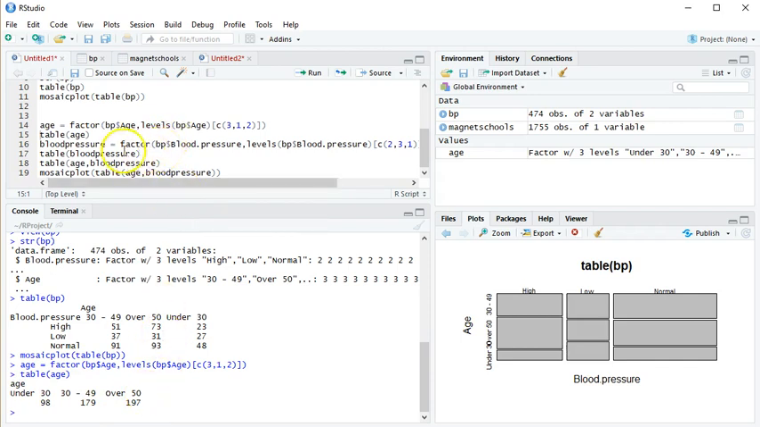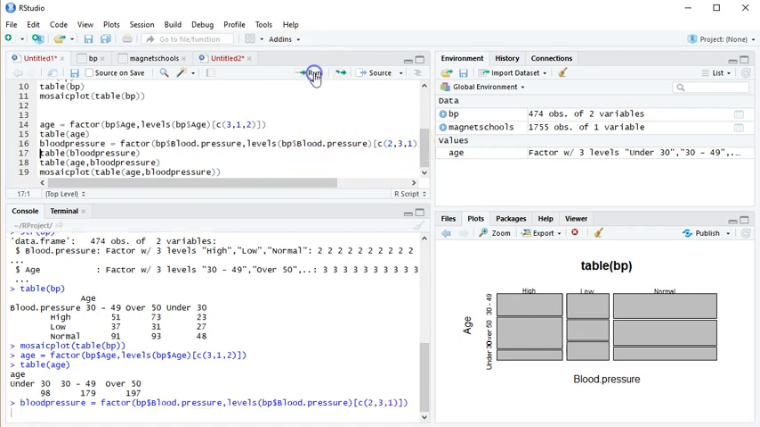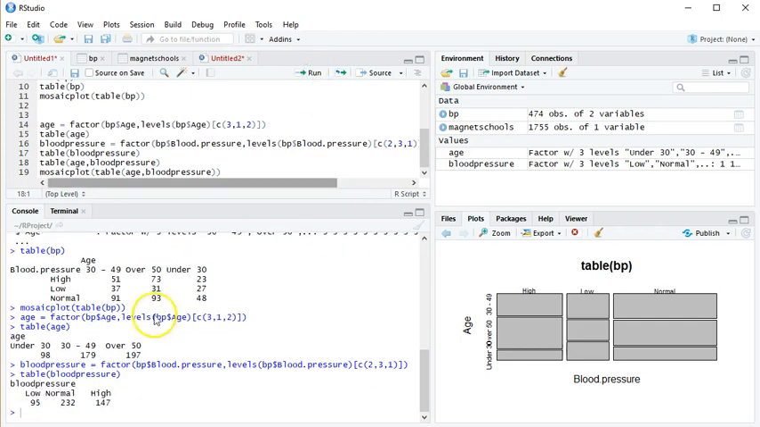I'm going to do the same thing for blood pressure. Blood pressure went high, low, normal. I really want high to be the last one. So since high is first, I'm going to create a variable called blood pressure, set it equal to factor, which just means I'm going to reorder things. Data set, $, my variable blood pressure, and then the levels. I'm going to say that 2, so the low is going to be first, normal next, and then high is going to be last. So I've run the command, and then do table. Now it's going to be low, normal, high. That's what I want.